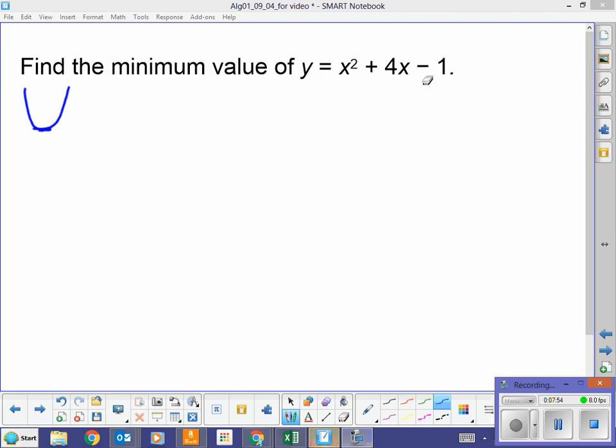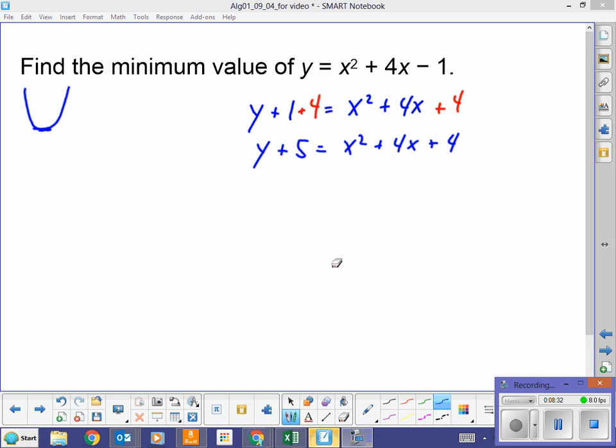So what I'm going to do here is get rid of the -1 over here so I can complete the square over here. I'm going to add 1 to both sides. So this becomes y + 1 = x² + 4x. And then to complete the square, half of 4x is 2. 2 squared is 4. I'm going to do that to both sides. So let me simplify here before I move on. So y + 5 = x² + 4x + 4.